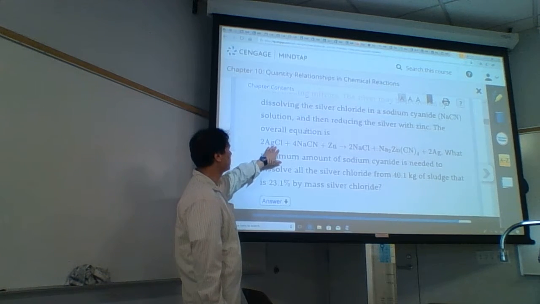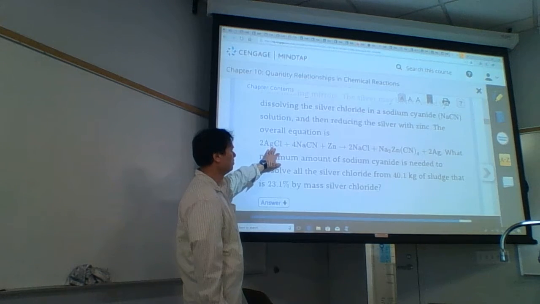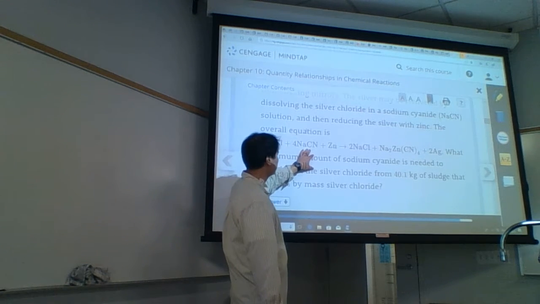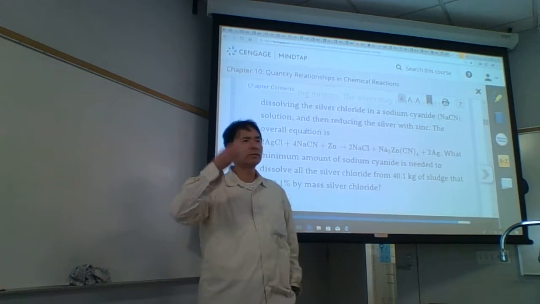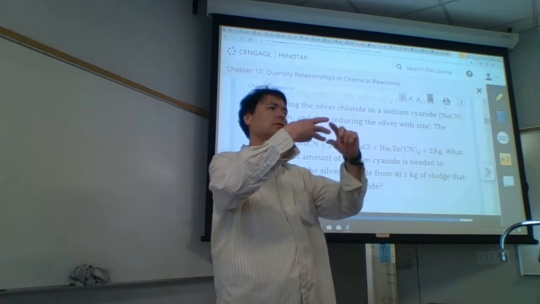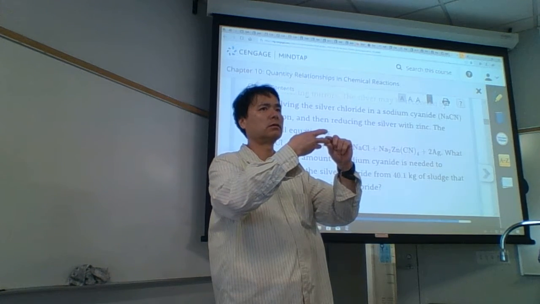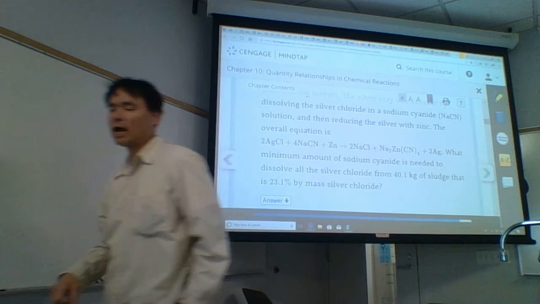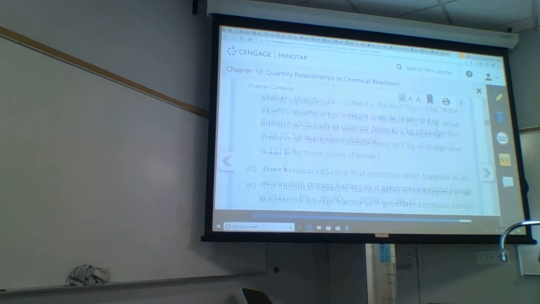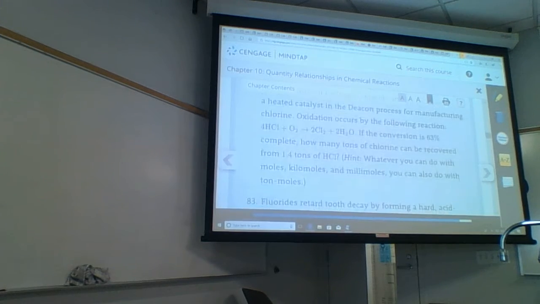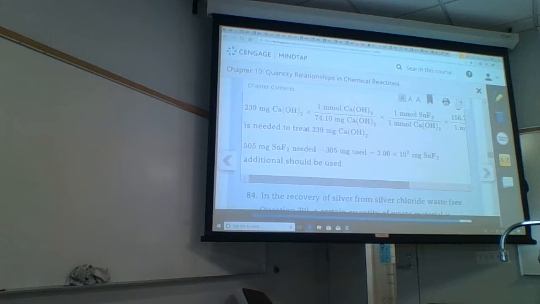What we do is calculate the yield from silver chloride, then the yield from sodium cyanide, and then the yield from zinc. We're going to end up with three choices. Out of those three choices, which one is the smaller amount of product? It's just having one additional reactant, and that's what makes this one an advanced problem. It's an advanced problem because we have to do three reactants rather than two reactants.